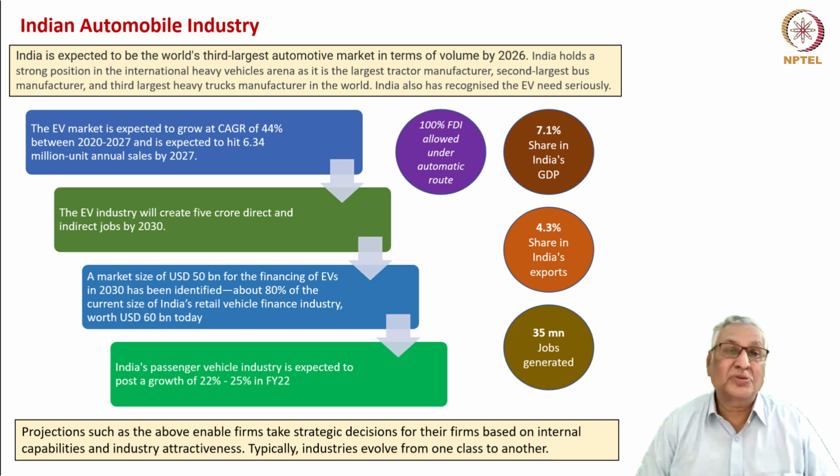India is expected to be the world's third largest automotive market in terms of volume by 2026. We are presently the fourth largest. We have a strong position in the international heavy vehicles arena. We are the largest tractor manufacturer, second largest bus manufacturer, and the third largest heavy trucks manufacturer in the world. It is not a mean achievement considering that in the late 70s we were producing just 40,000 vehicles of all types.